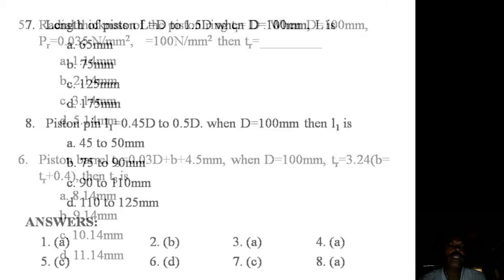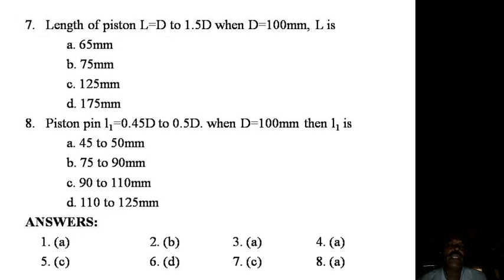The last two questions are here. The 7th question is the length of the piston, L is equal to D to 1.5D, where D is equal to 100 mm. L is what? For the 7th question, C is the right answer, that is 125 mm. So next, the last question is the piston pin. That is L1. L1 is equal to 0.45 times D to 0.5 times D, when D is equal to 100 mm. The right answer is A, that is 45 to 50 mm.